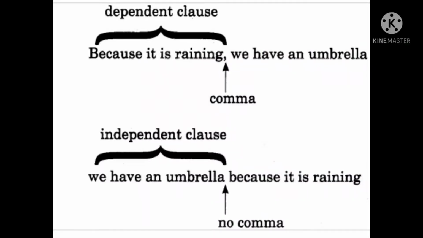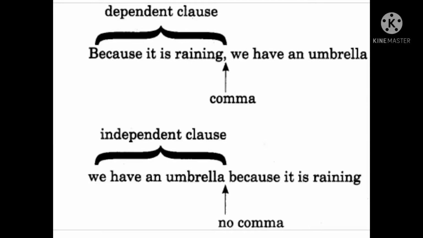Let's look at these two sentences here to understand the difference between an independent and a dependent clause. If you look at the second sentence, it says we have an umbrella because it is raining. So the independent clause is we have an umbrella, because it is totally independent. It stands by itself and does not need anything else to explain or add to that particular sentence. Because it is raining cannot stand by itself. It does not make any sense.